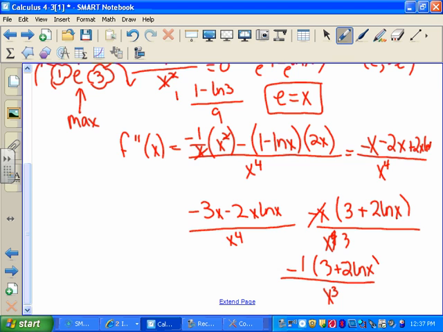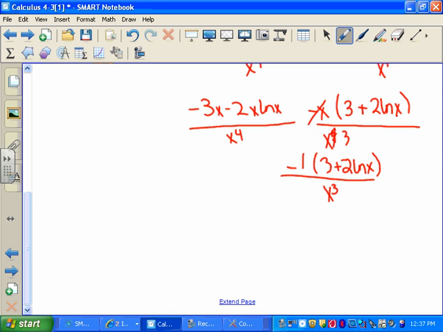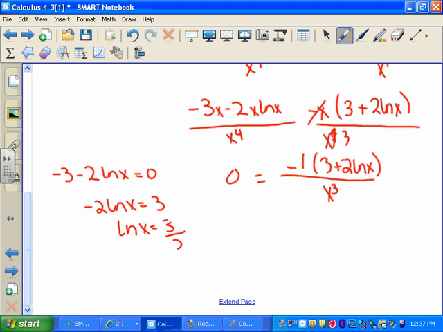So doing some work here, I want to set that equal to 0, which means negative 3 is equal to negative 2 ln x. Let's erase it and show you my work. I have this on top. So negative 2 ln x is equal to 3, so ln x is equal to negative 3 halves.